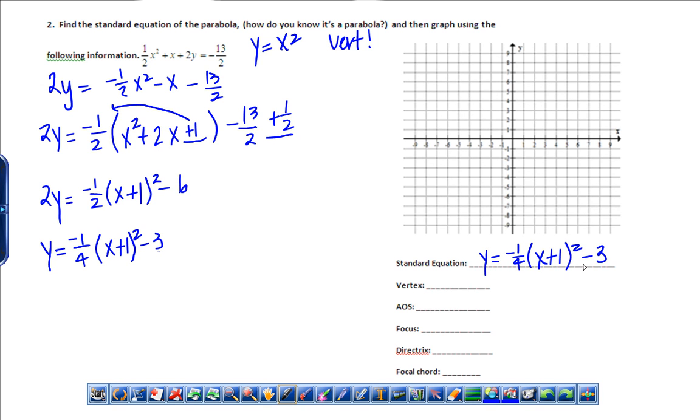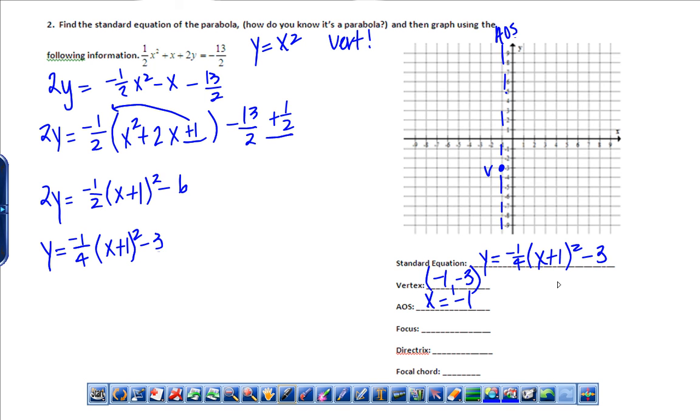Okay, this is my standard equation. So now you can graph your vertex. This would be negative 1, negative 3. Negative 1, negative 3 is your vertex. Therefore, you know your axis of symmetry is going to go right through it because it's vertical. So x is equal to negative 1. Now my focus and directrix and focal chord.